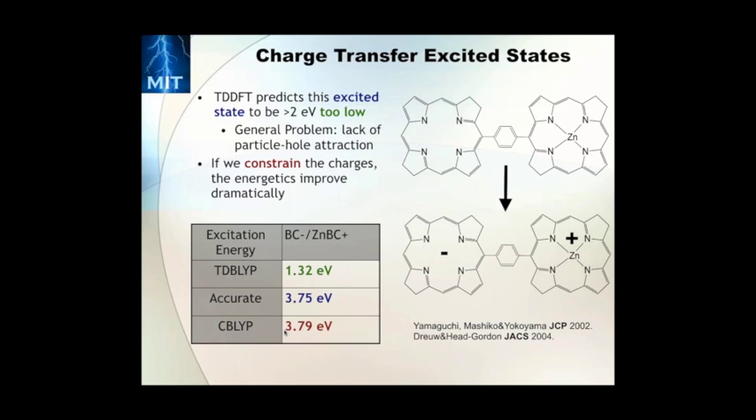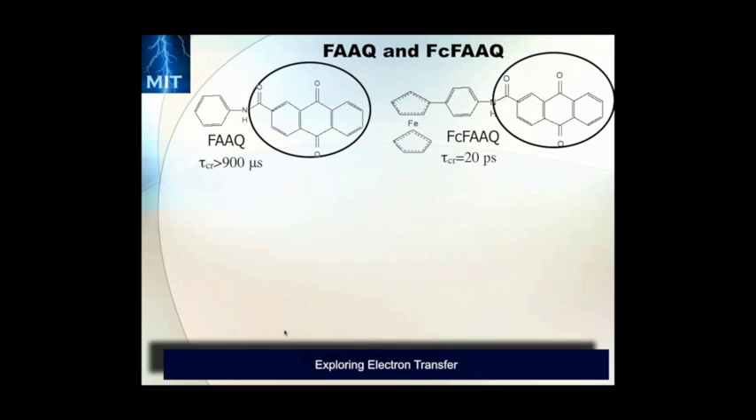A slightly different example, again looking at a charge transfer excitation, are a couple of molecules here, one of which I showed you before, this anthraquinone group here and this formanilide group. There were a couple of experiments that we looked at where there's a charge transfer excitation that goes from left to right on each of these molecules.